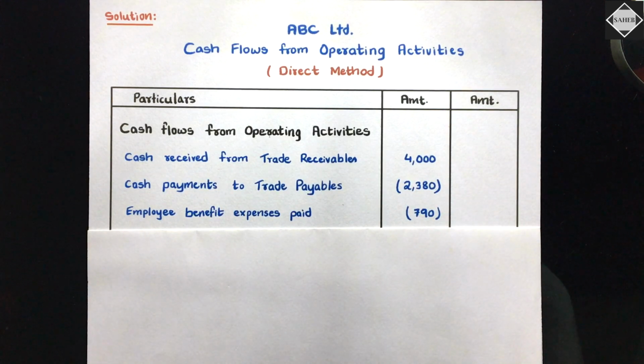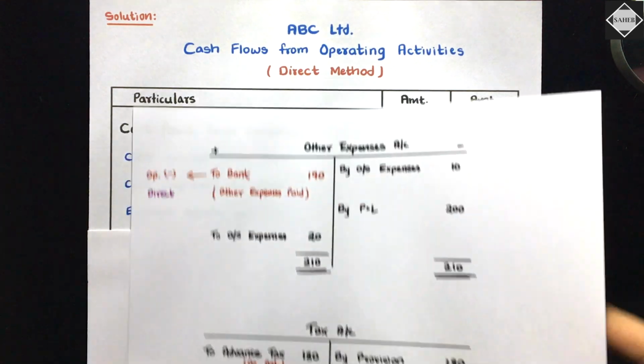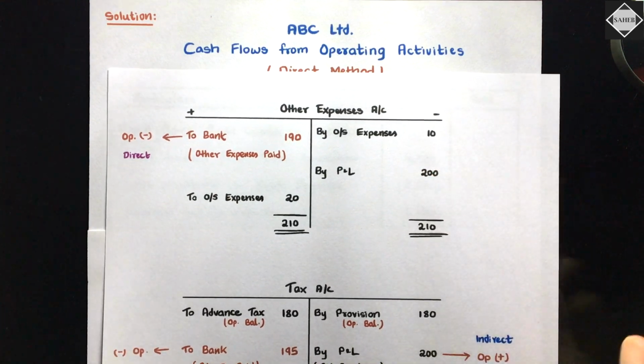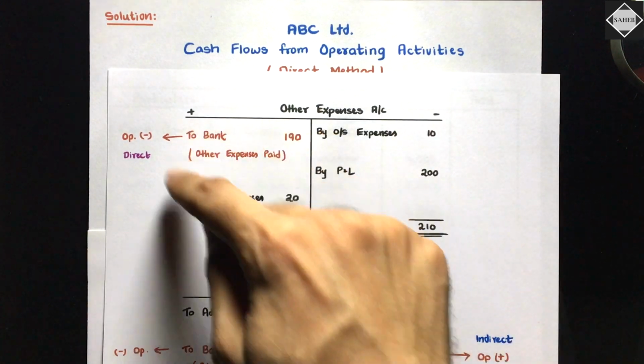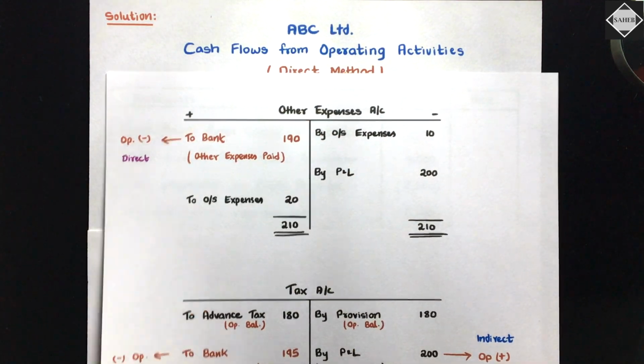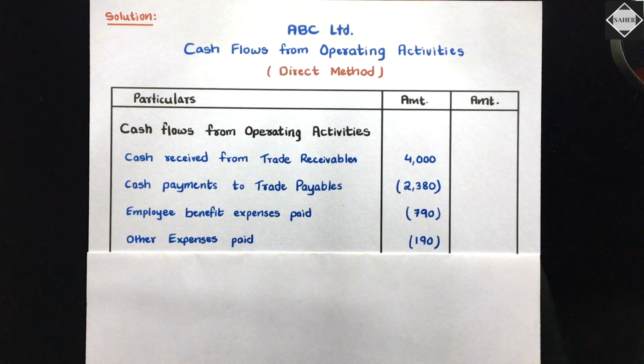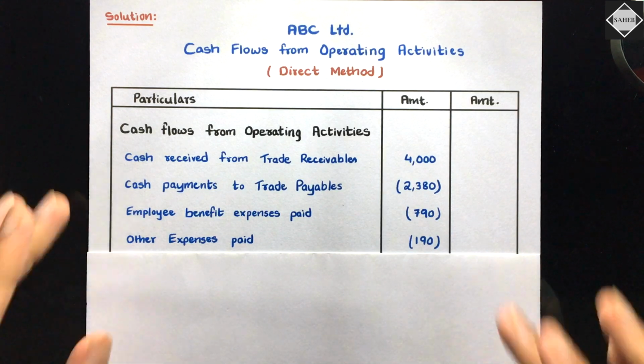Clear? Next ledger account. In the next ledger account, what did we find out? See other expenses. In P&L they gave us 200. Then there was opening and closing balance. We took that. We found out this much has been paid, 190. So just take that. Other expenses paid 190. Is it clear? This is what you have to do. Direct method is really simple. There is no complication at all, right?